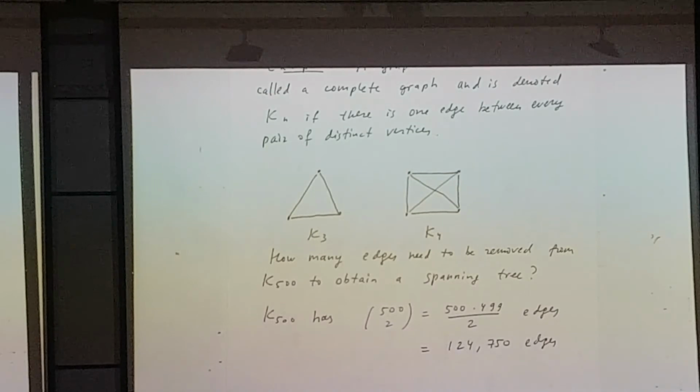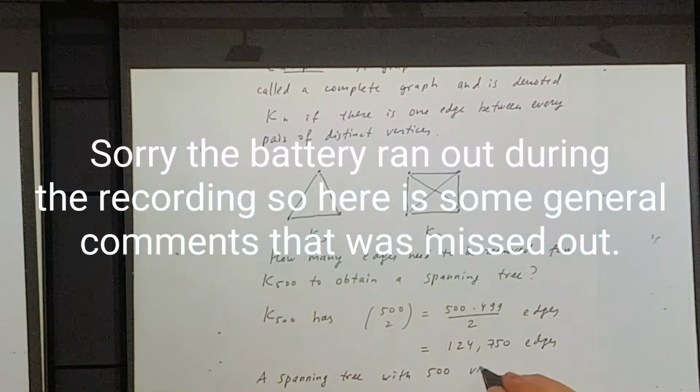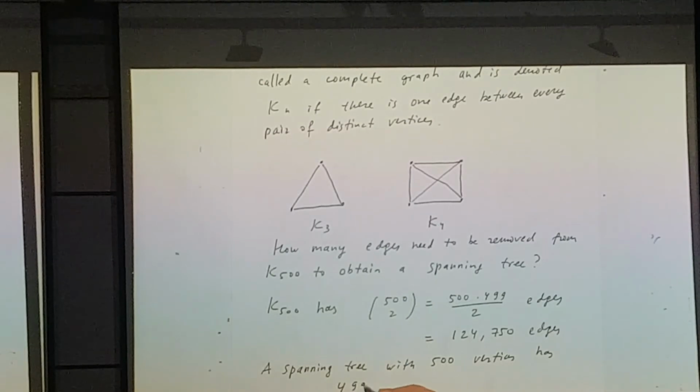And what about the spanning tree? We know that all the 500 vertices which were there will have to be used in the spanning tree. And since the spanning tree is a tree, we have a relation between the number of edges and the number of vertices. The number of edges will be the number of vertices minus 1. So a spanning tree with 500 vertices has 499 edges.